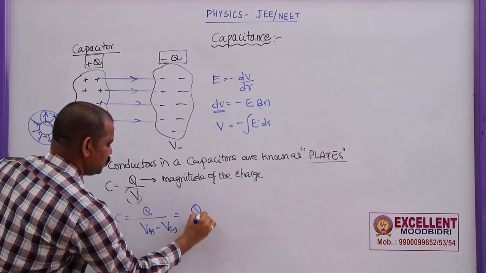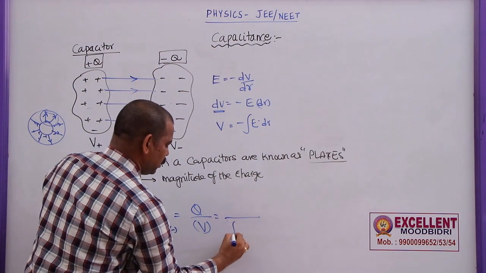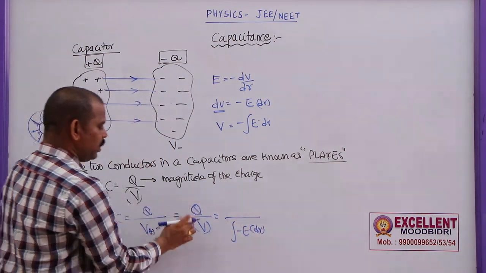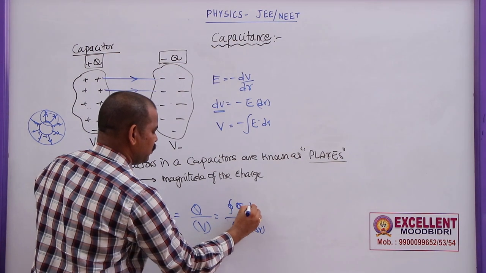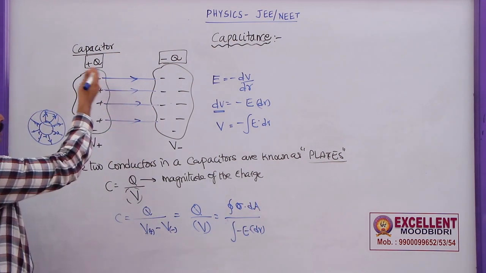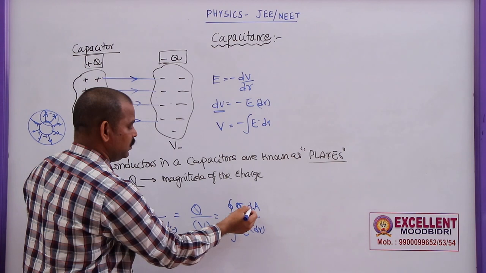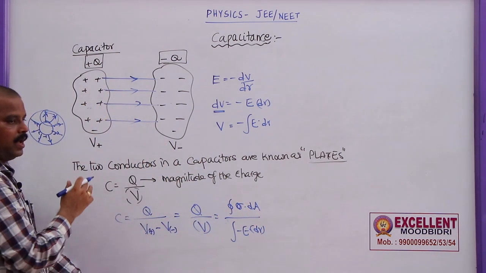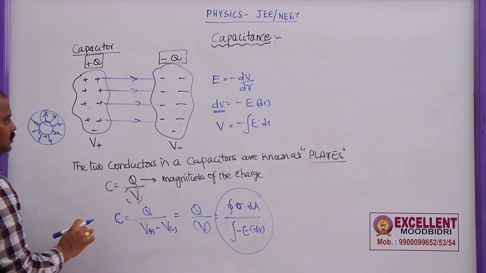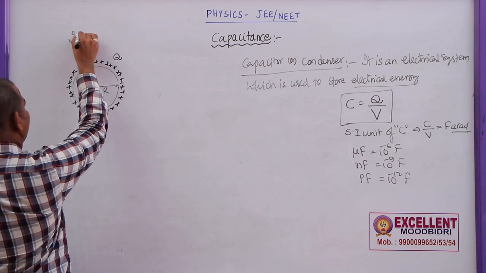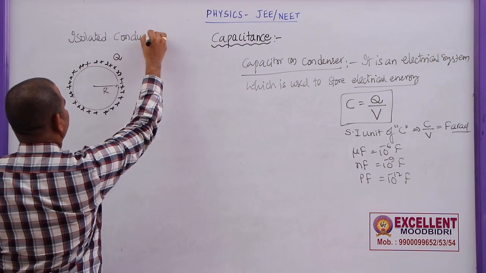So you can write Q by this potential V, which is given by the integral of minus E dr. And what is this charge? In general, it is the closed integral of sigma into dA. Here, if it is a sphere, the surface area will be 4 pi r square. The integral of dA will be A, which is equal to 4 pi r square. So this is the expression to find out the capacitance of a capacitor. So let me take one isolated conducting sphere.